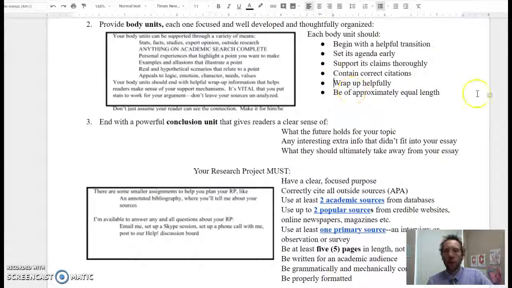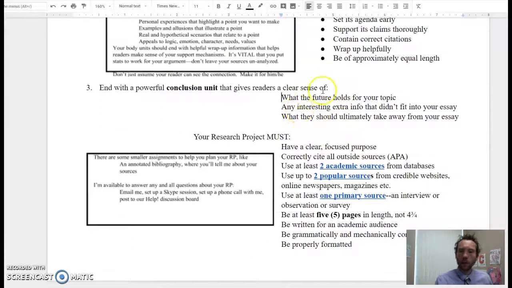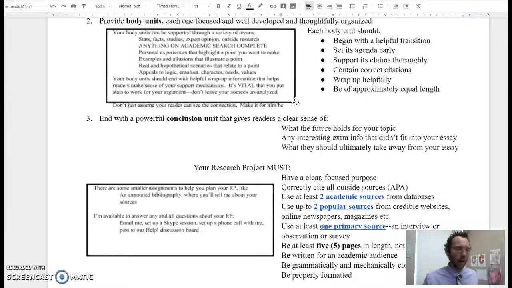And you want to strive for some sort of balance. You don't want one 2-sentence paragraph and then one 25-sentence paragraph. Sometimes that works. More often than not, it doesn't. So end with a powerful conclusion that looks to the future and provides maybe any interesting info that didn't fit into your essay anywhere else. All the things that conclusions usually do. You don't have to restate your thesis. That is boring, and that is 8th grade.